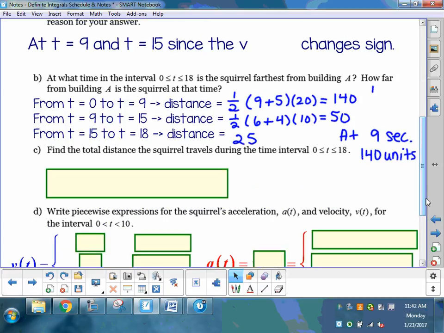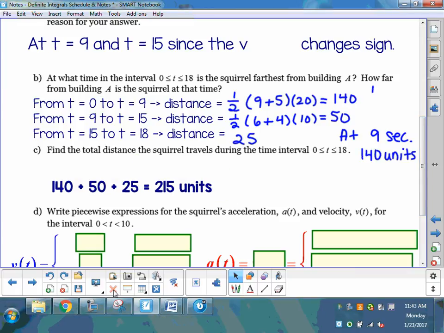That gets us to C. What's the total distance that the squirrel travels during that time? So, how far has the squirrel traveled during that time? What's the total distance going to be, Davey? 215. How'd you get it? I added the 3 years together. Perfect. 215 units, whatever the running is.